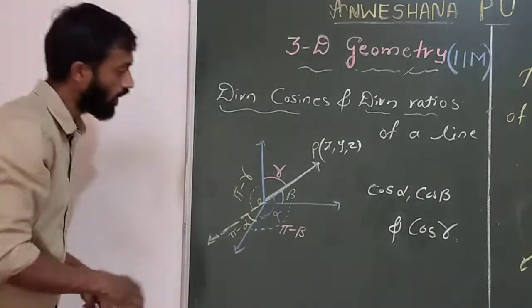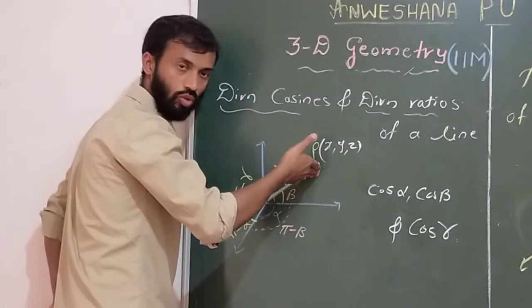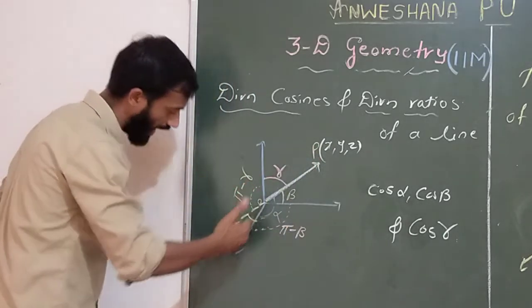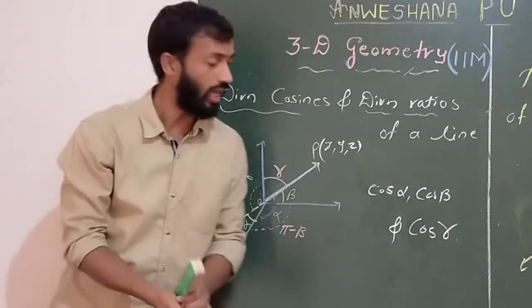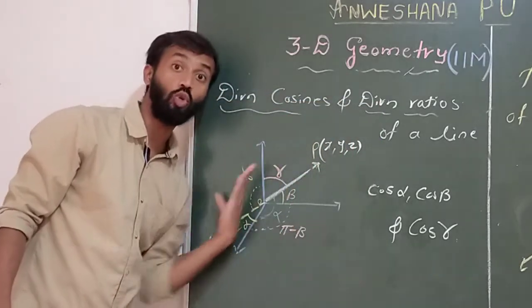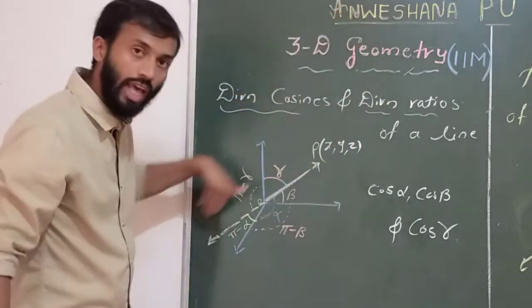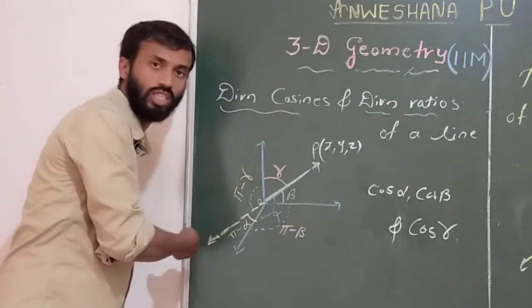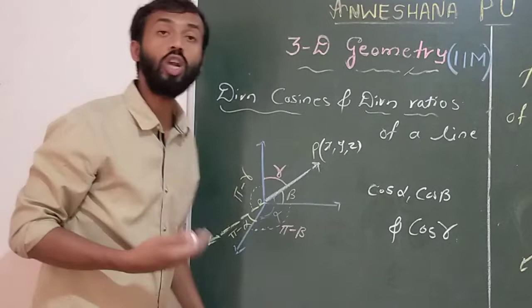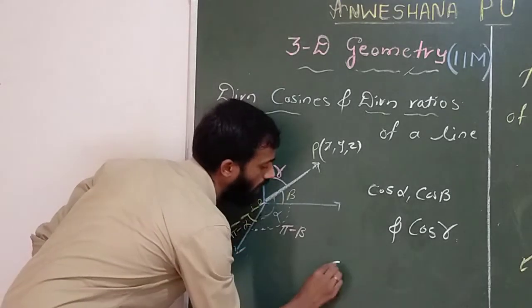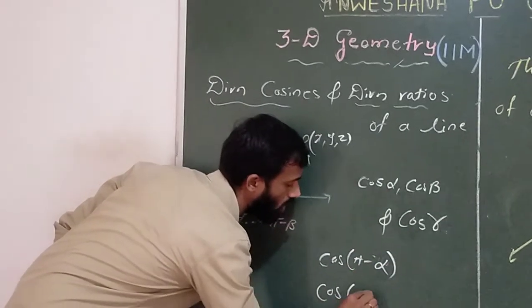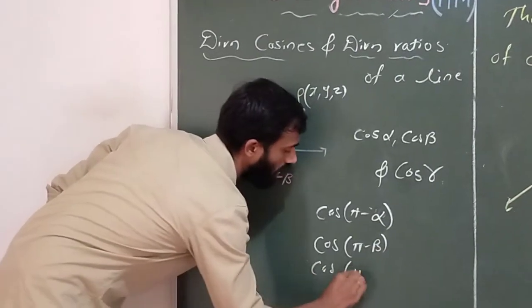Yes, compulsory. So I have taken a line in space that makes angles alpha, beta, gamma with the positive directions of the x, y and z axes respectively. That gives the direction cosines of vector OP in one direction. If it goes in the opposite direction, I get the angles pi minus alpha, pi minus beta and pi minus gamma. Then my direction cosines will be cos of pi minus alpha, cos of pi minus beta and cos of pi minus gamma.